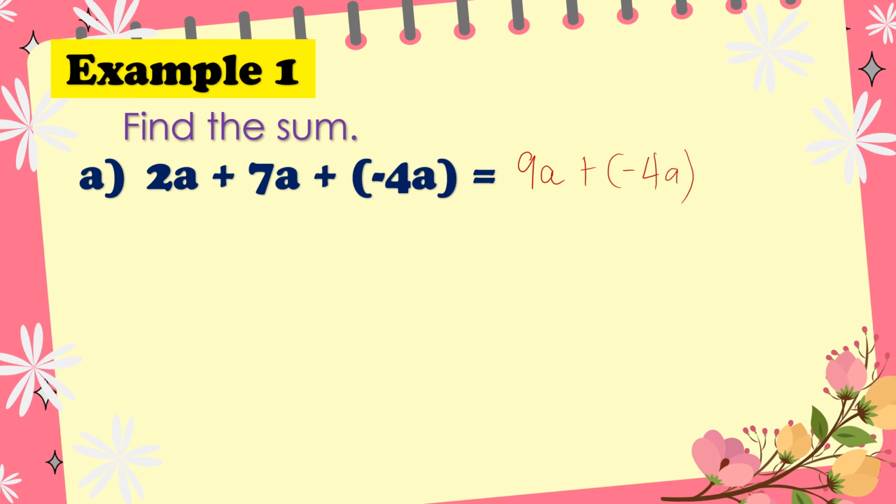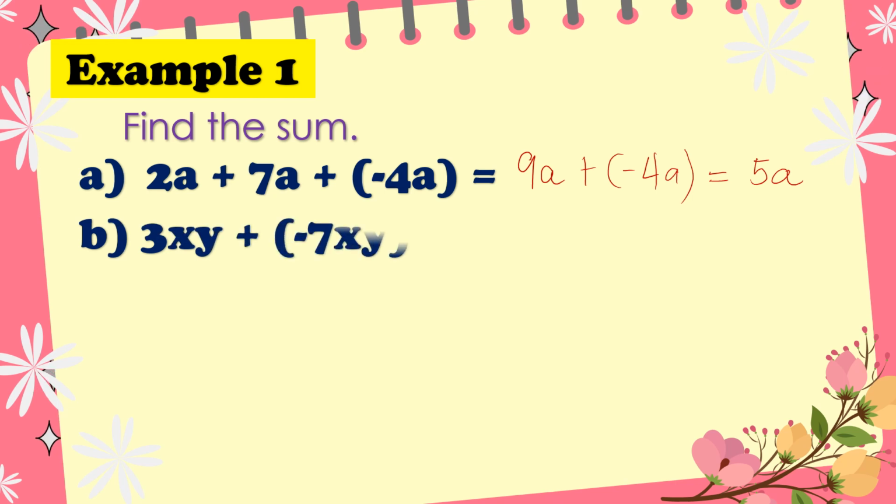According to the rule of the signs, same sign, add and keep, different signs, subtract and copy the sign of the integer with greater absolute value. So, in this case, we have 9 minus 4, we have 5, and then copy natin yung common literal factor, which is a. Bakit naging positive 5? Kasi mas mataas yung absolute value ni 9 kesa kay 4.